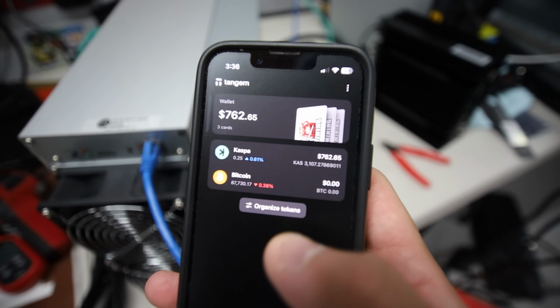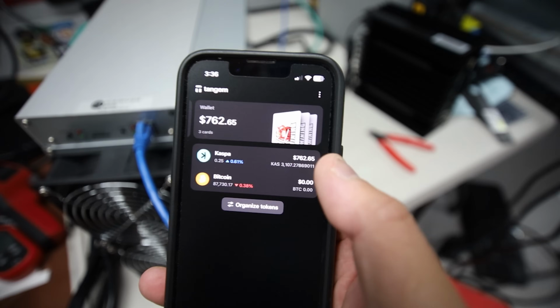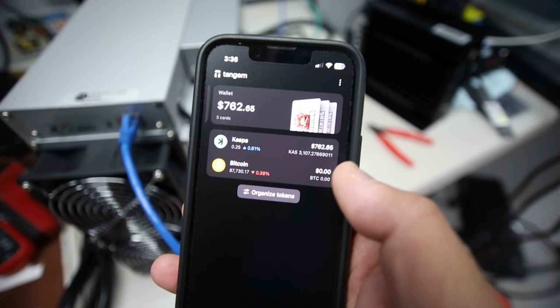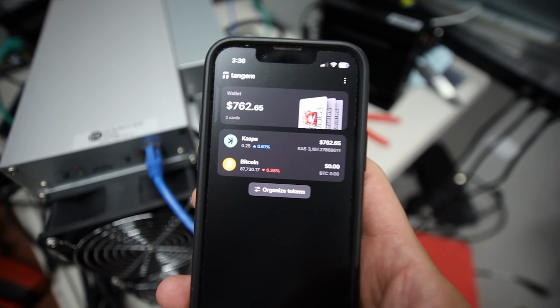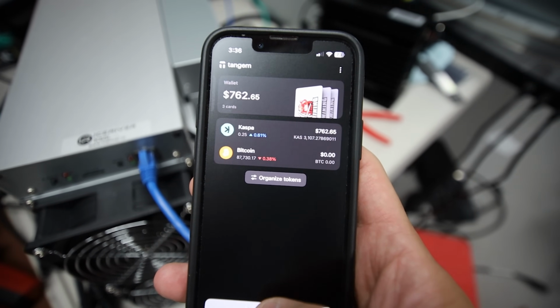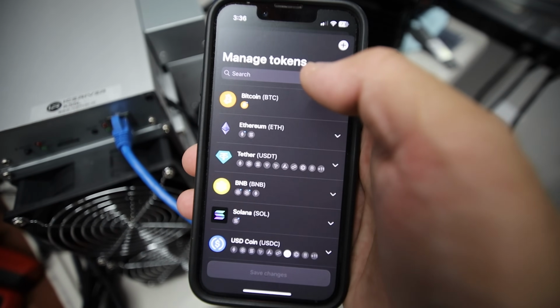I'm going to say right now that probably mining and holding Kaspa is going to be the better strategy. You guys let me know if you think that is the better strategy or not, but I guess we won't know the result until I mine with these things for the next while.